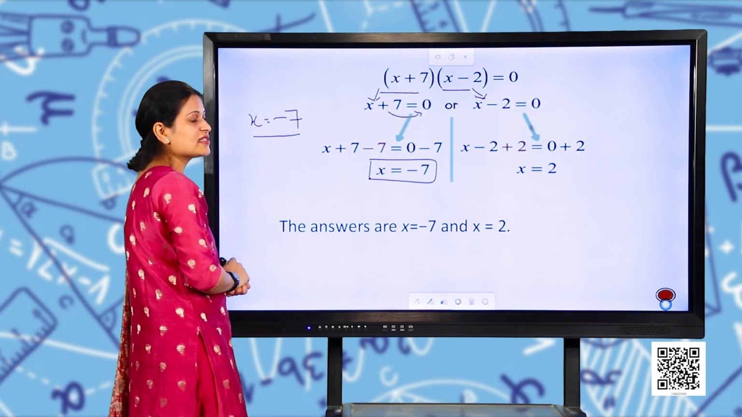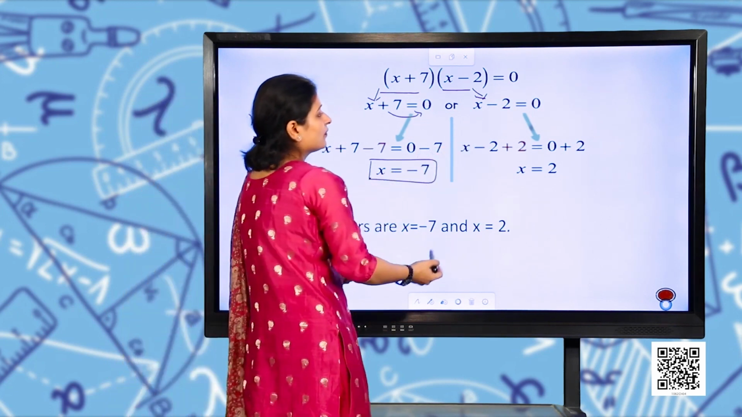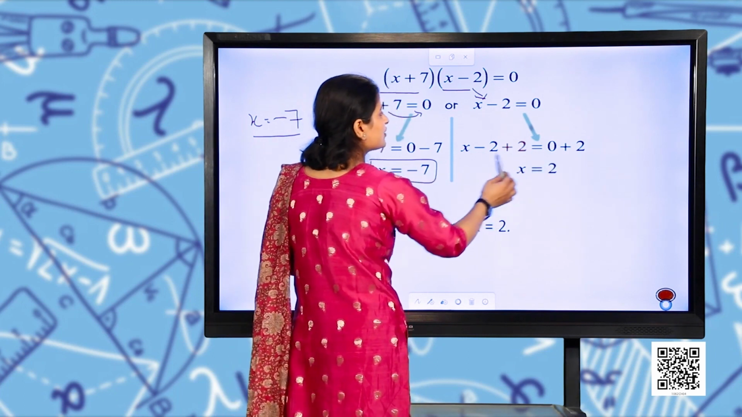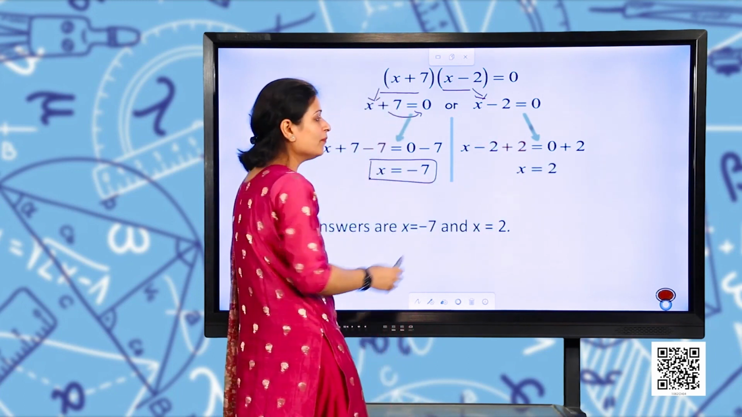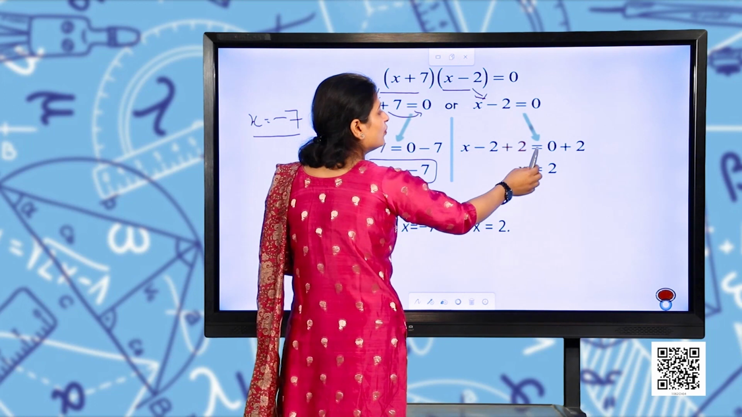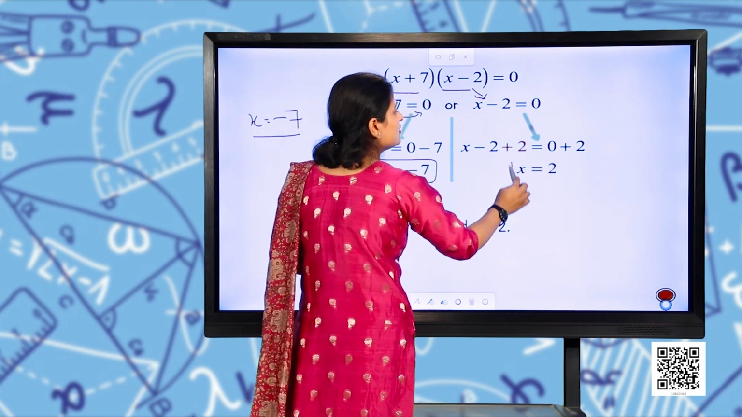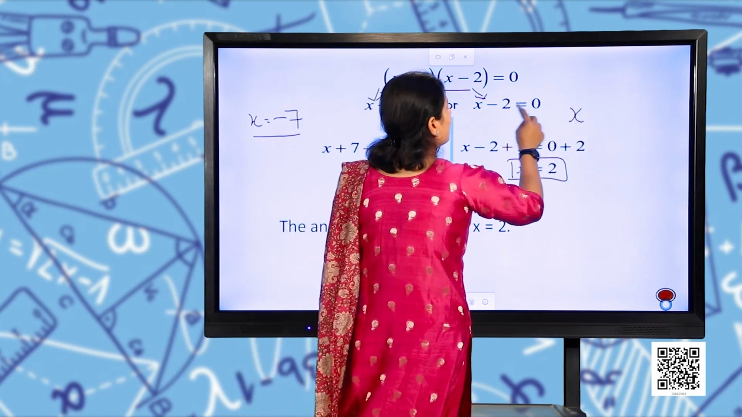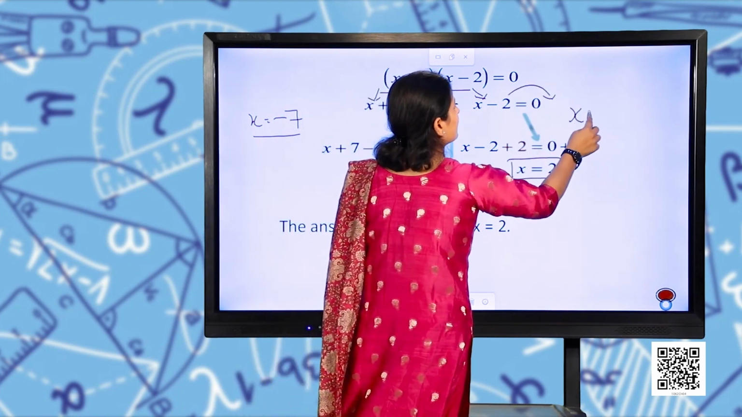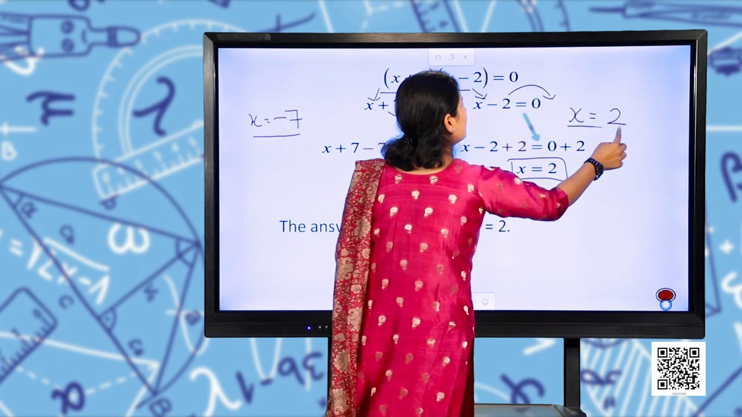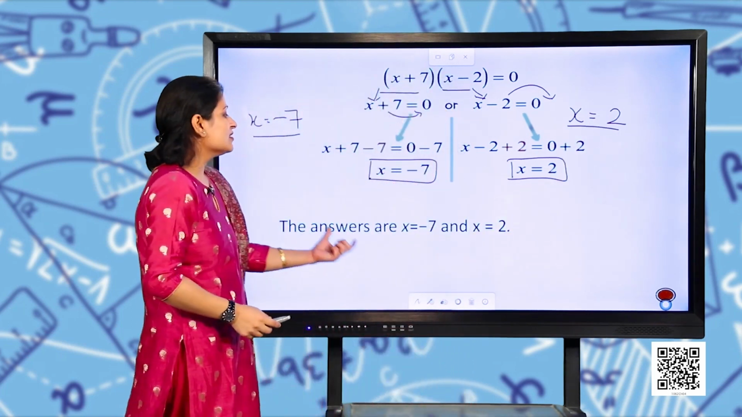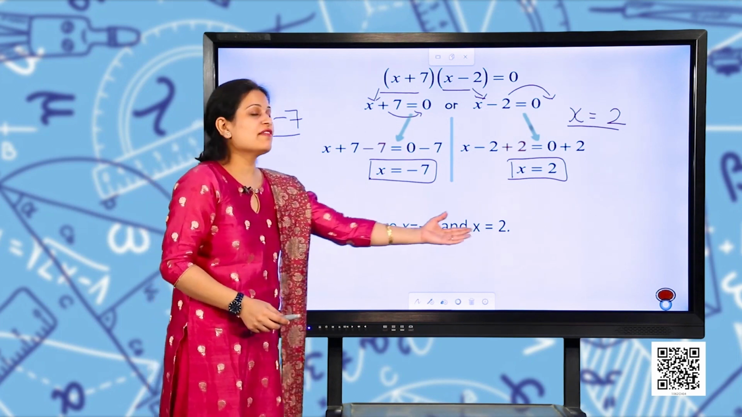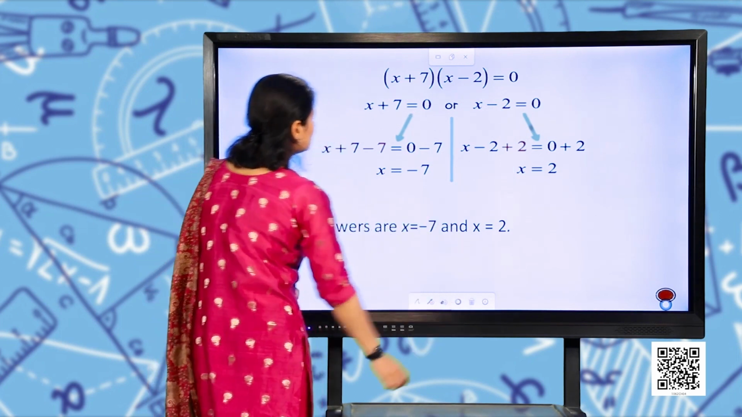So, x is minus 7, and from the other factor you can add 2 on both sides because we have minus 2. So, x minus 2 plus 2 will give you 0 plus 2. So, x is 2, or you can simply transpose minus 2 to the right hand side, the sign will change, it will become positive. So, x is 2. So, the answer is, the value of the variable x is minus 7 and 2.